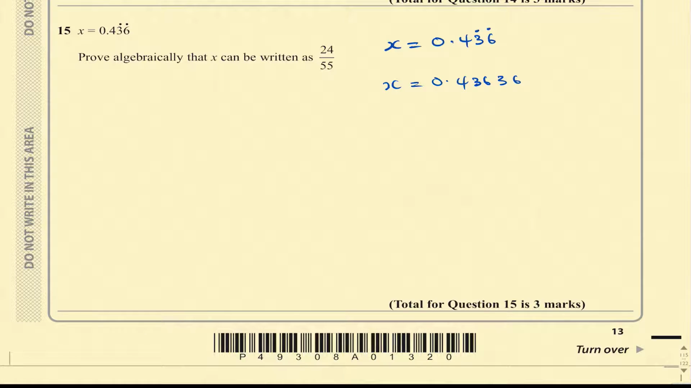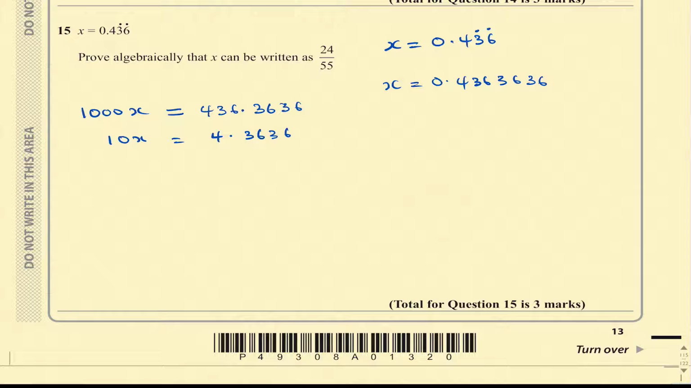So I will multiply by 1000 on both sides, so I move the point, so I get 436.3636. Let's just put 36 there. Okay, I also want to multiply it by 10, so I still get a recurring. So I get 10x equals 4.3636.